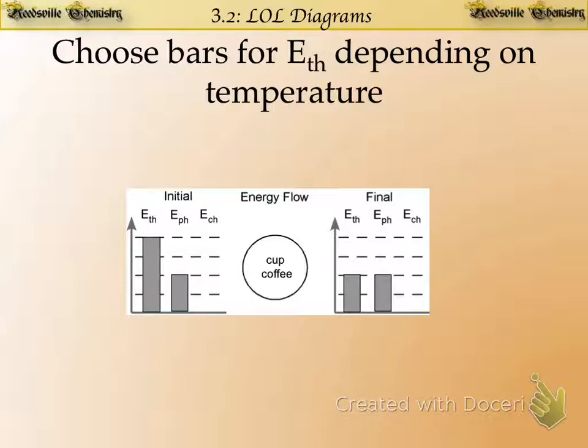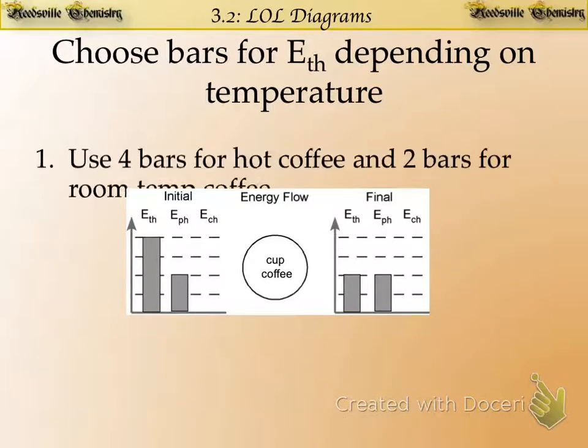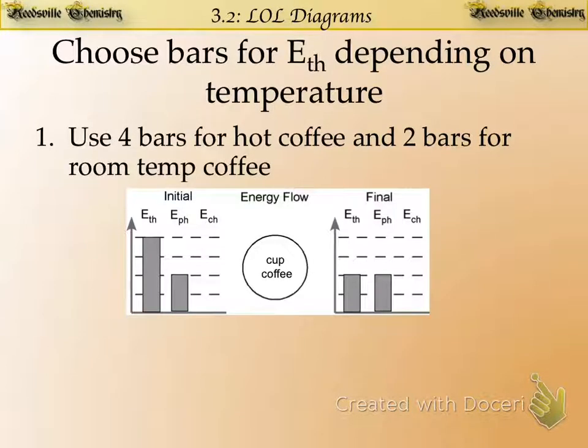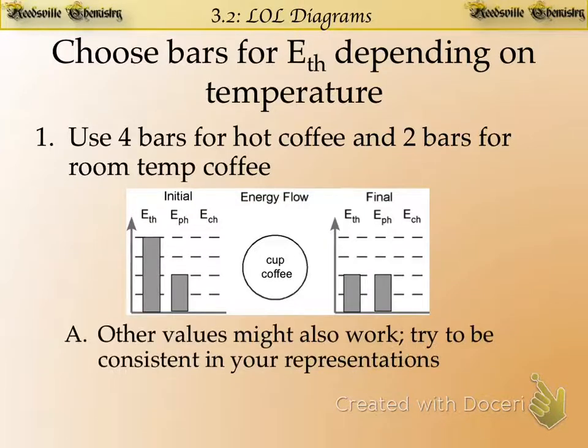I think you're all going to say, well, yeah, it's hotter at the beginning, so there should be more bars on the left than on the right. But how do you know 4? So we have to set some standards. We're going to use 4 bars for hot coffee, 2 bars for room temperature coffee. Other values might work, but we want to be consistent.